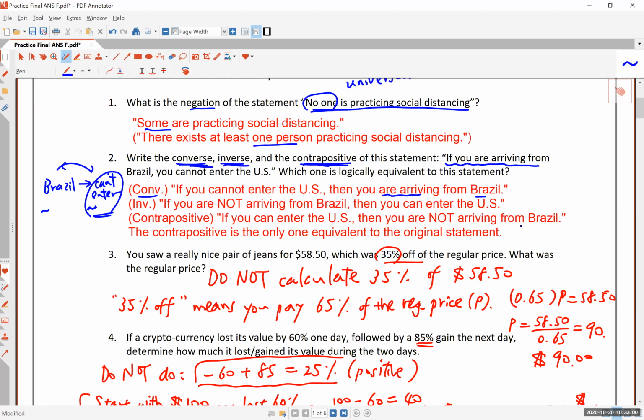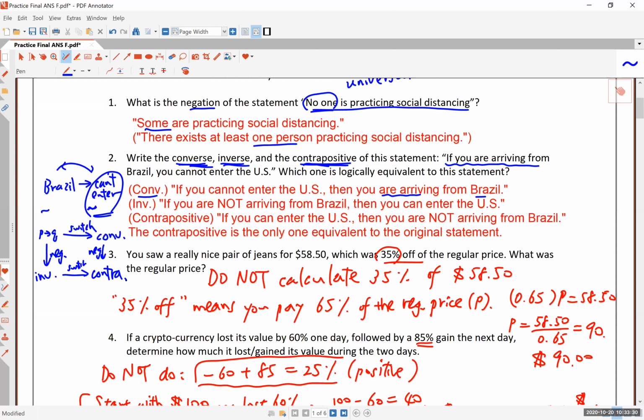So, remember I made a chart once. P implies Q. This is the original statement. If P, then Q. If you switch, then you get the converse. If you negate both, you get the inverse. If you negate and switch, or switch and negate, it doesn't matter which order, then you get the contrapositive. So this is something to remember.